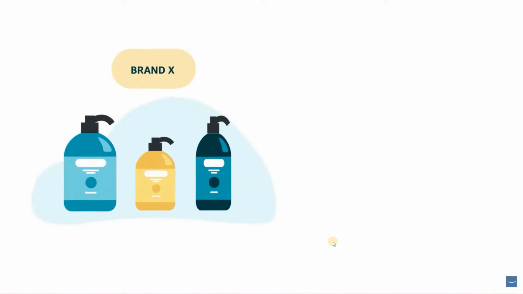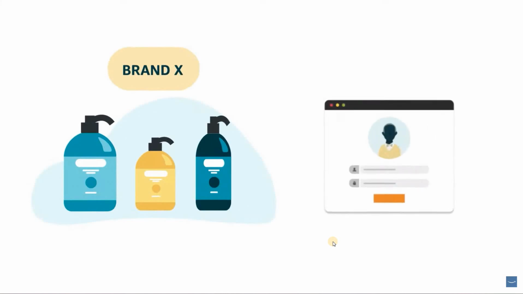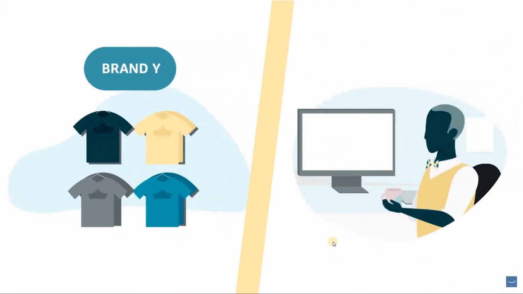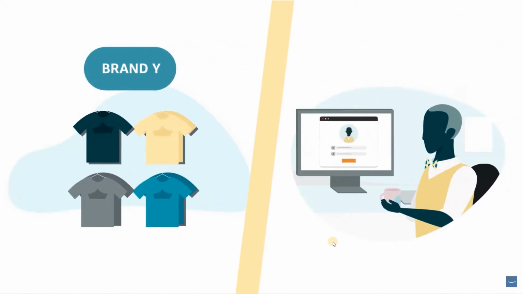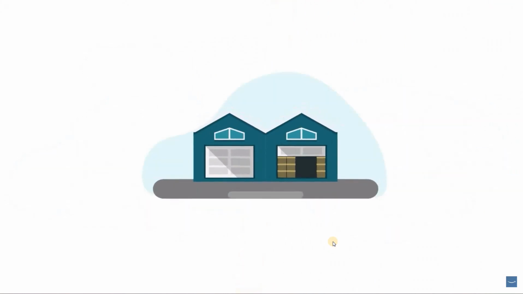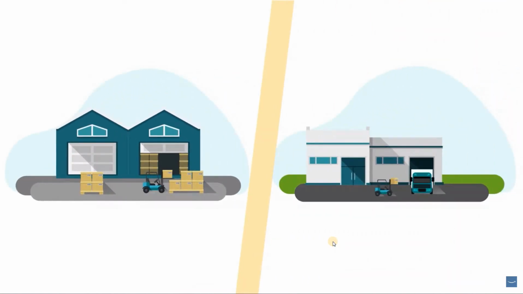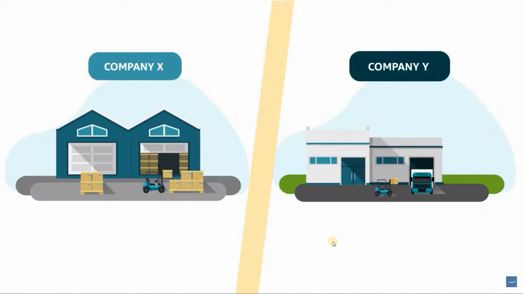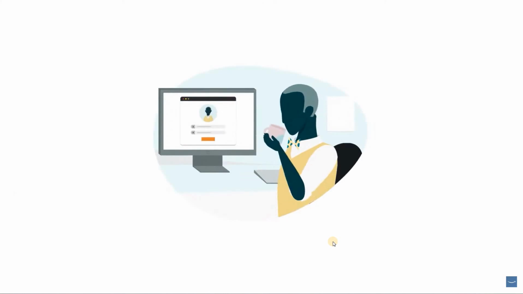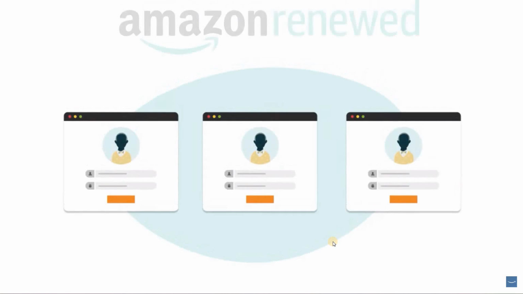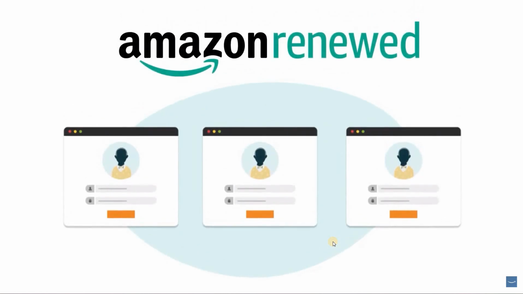For example, a seller may sell brand X on one account and then wants to sell brand Y. If the seller needs to, they can open a new account to do so. 2. A seller who is selling products manufactured by two distinct and separate companies. For example, a seller is selling products from company X, and now they want to start selling products from company Y. They can open a new account to do so. 3. An Amazon program requires you to maintain separate accounts, such as the Amazon Renewed program.